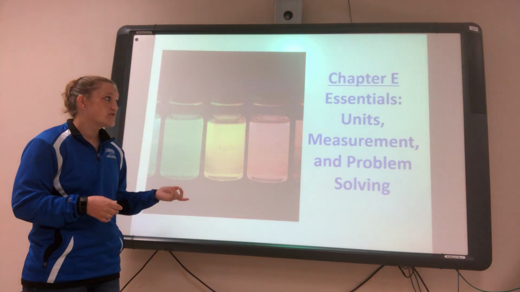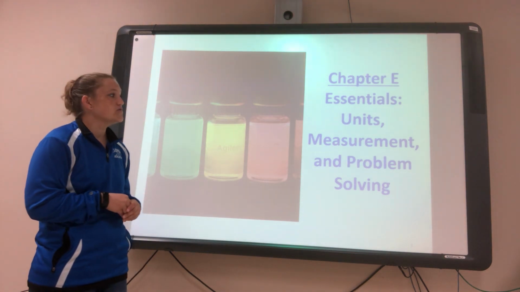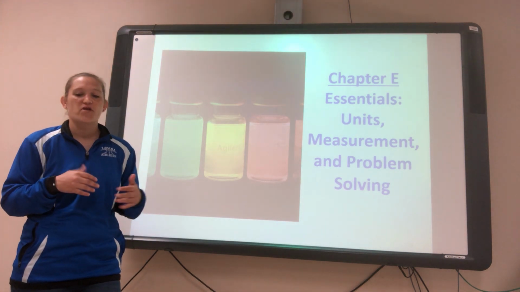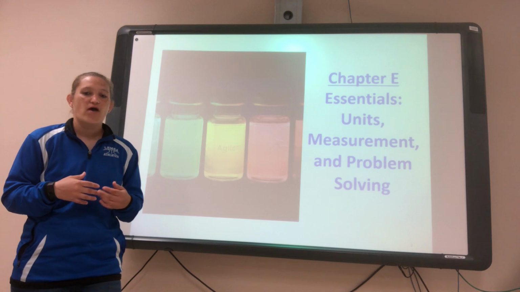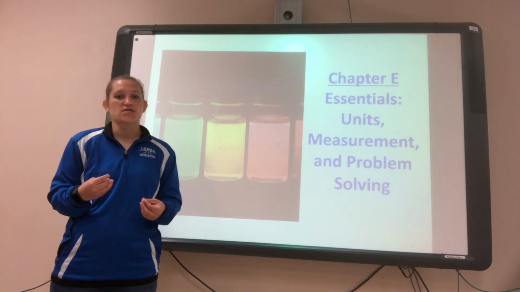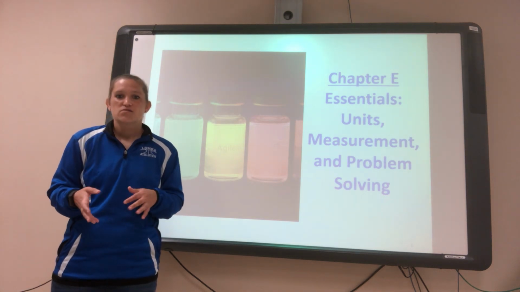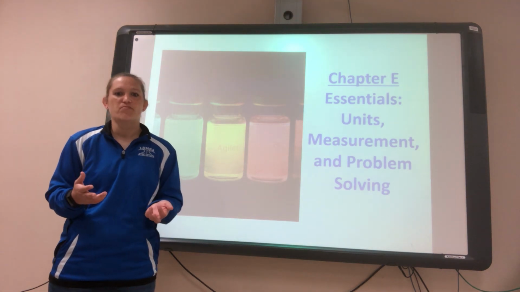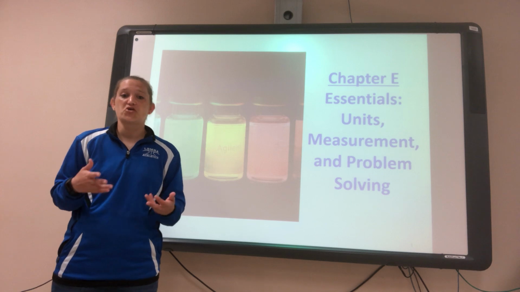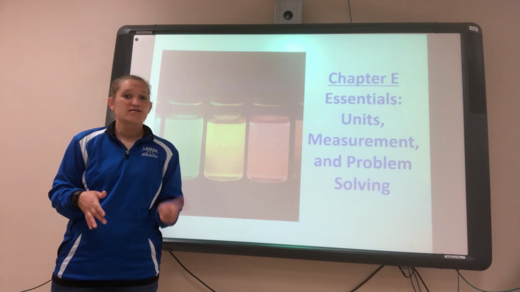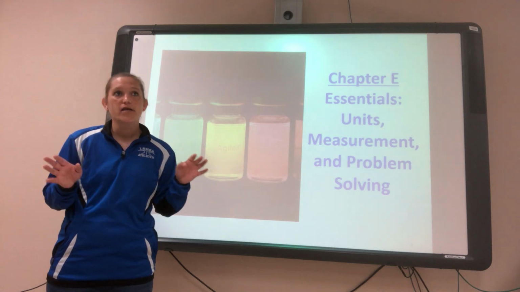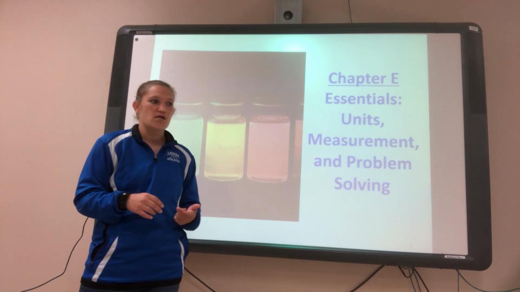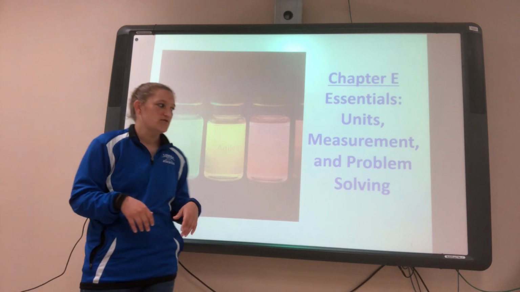Our first chapter is chapter E. It's called Essentials, Units, Measurement, and Problem Solving. This is just a little bit of an intro to how we do math and how we think about science and chemistry specifically. Some of this might be a review or something you've already heard before if you've taken really good science classes, but that doesn't mean you can just say, oh, I already know this, and take it easy. Make sure you keep staying on top of things and not getting too lackadaisical.